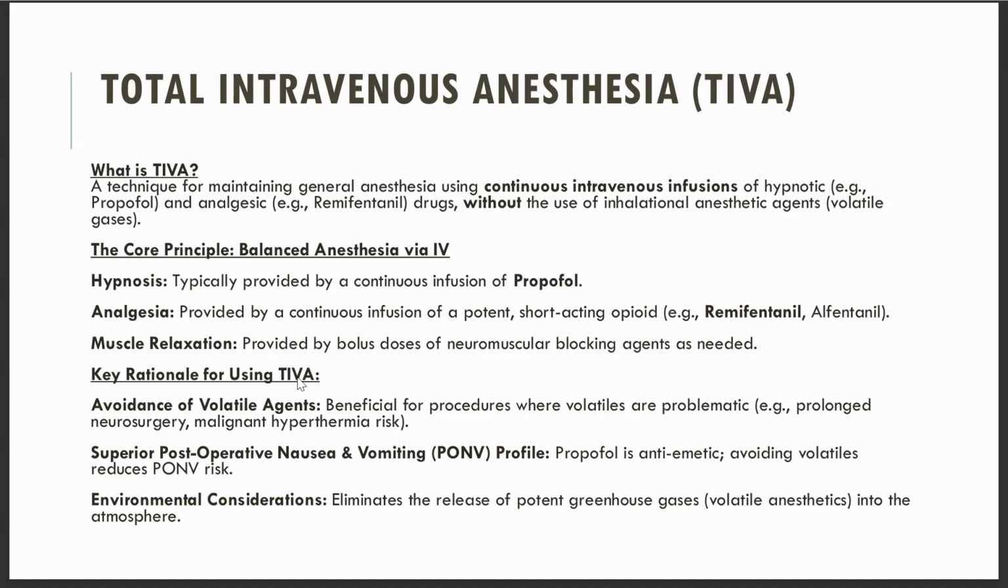Key rationale for using total intravenous anesthesia. Avoidance of volatile agents, beneficial for procedures where volatiles are problematic, like prolonged neurosurgery and malignant hyperthermia risk, because these volatile anesthetics can cause malignant hyperthermia. Superior post-operative nausea and vomiting profile. Propofol is antiemetic, and avoiding volatiles reduces PONV risk. Environmental considerations: it eliminates the release of potent greenhouse gases, volatile anesthetics, into the atmosphere, like nitrous oxide.